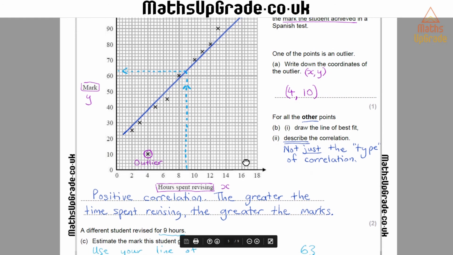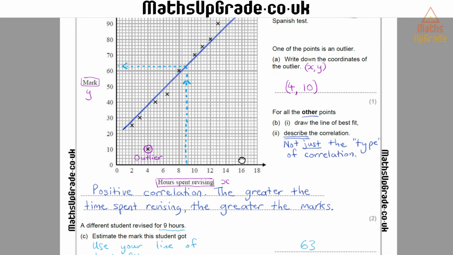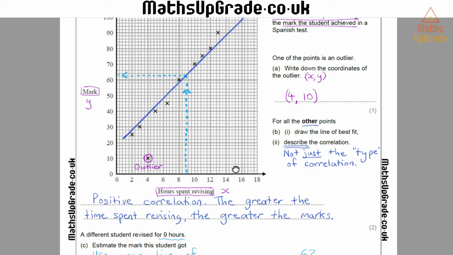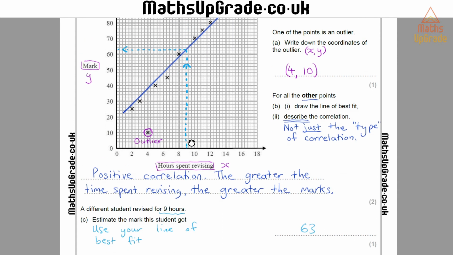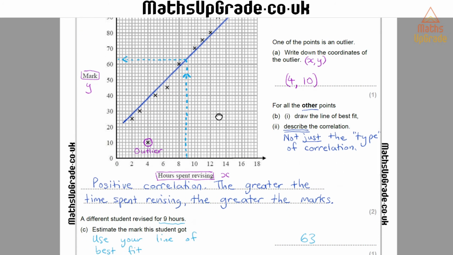In part C, a different student revised for 9 hours. Estimate the mark this student got. Right, so 9 hours spent revising is on this axis here. Go straight up from 9 vertically until you reach your line of best fit, then go straight across and read off that value. That value there is 63 marks. That's for my line of best fit. Yours may be slightly different.